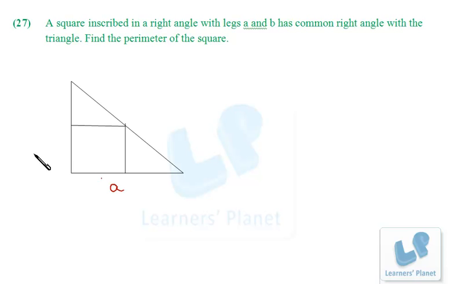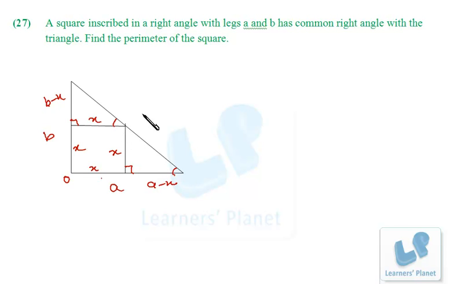So this is A and this is B. Now this is a square. This is X. I assume the side to be X. So this is X, right? Now this length will be what? B minus X. And this length complete is A. So this length will be A minus X. Now obviously this triangle and this triangle will be similar. This angle is 90 degree, this angle is 90 degree, and this angle is equal to this angle, right?